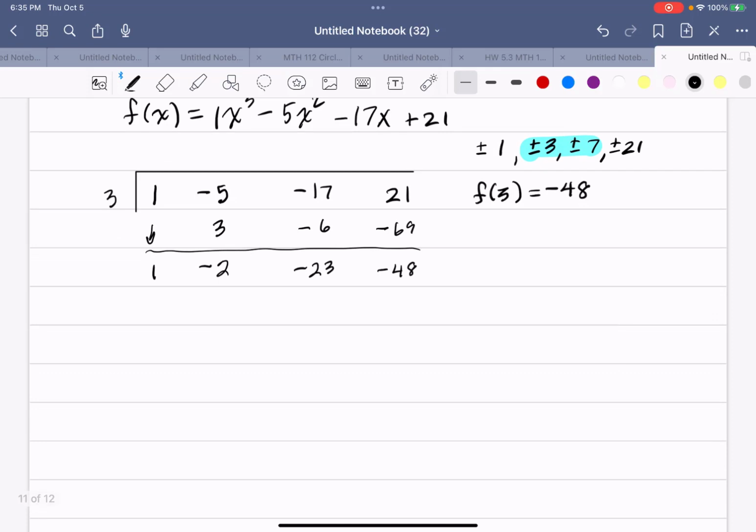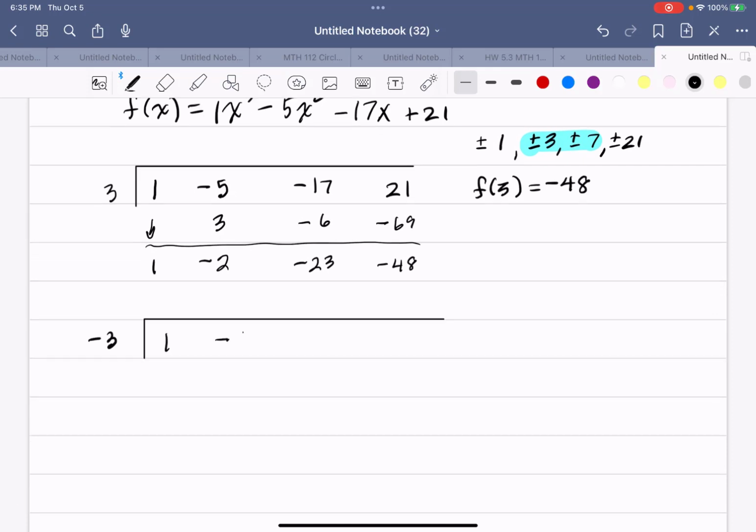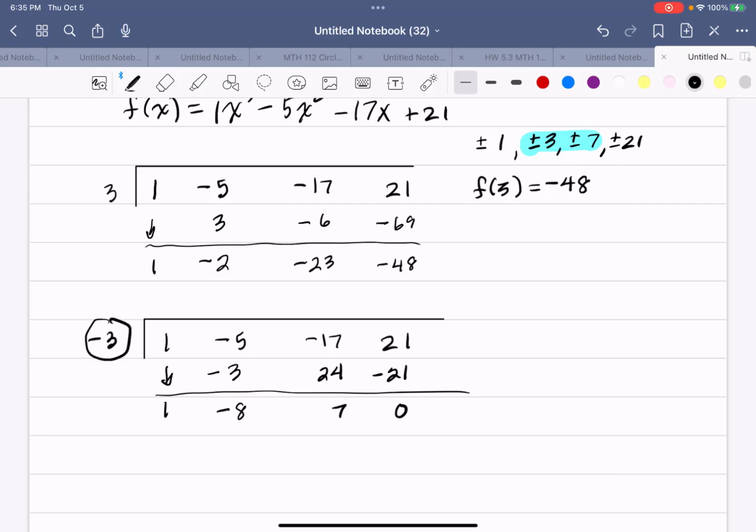So now I'll try negative 3. Once again, I'm doing synthetic division. Drop the 1, then multiply. Negative 3 times 1 is negative 3, add I get negative 8. Negative 3 times negative 8 is 24, add I get a 7. Negative 3 times 7 is negative 21, add I get a 0. So negative 3 is a zero. That means f of negative 3 would result in 0, and there's also an x-intercept.